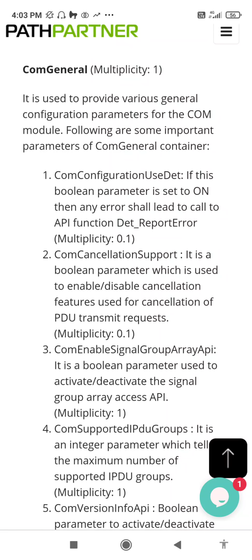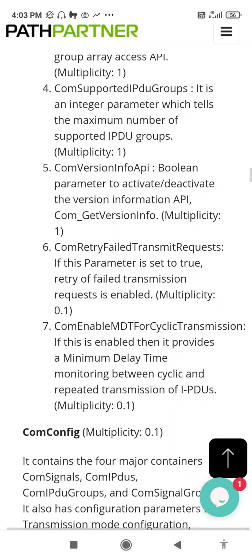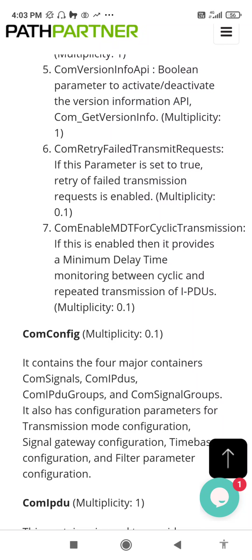Multiplicity 1. COM supported IPDU groups. It is an integer parameter which tells the maximum number of supported IPDU groups. Multiplicity 1. COM version info API. Boolean parameter to deactivate the version information API, Com_GetVersionInfo. Multiplicity 1. COM retry failed transmit requests. If this parameter is set to true, retry of failed transmission requests is enabled. Multiplicity 0..1. COM enable MDT for cyclic transmission. If this is enabled, then it provides a minimum delay time monitoring between cyclic and repeated transmission of IPDUs.